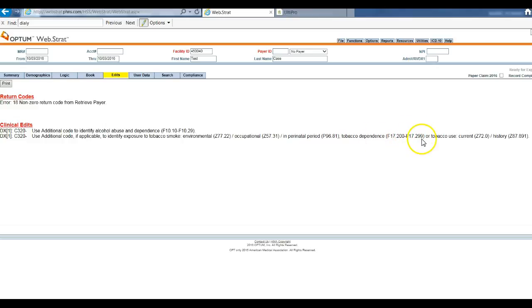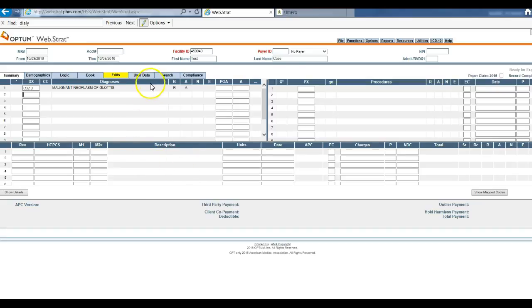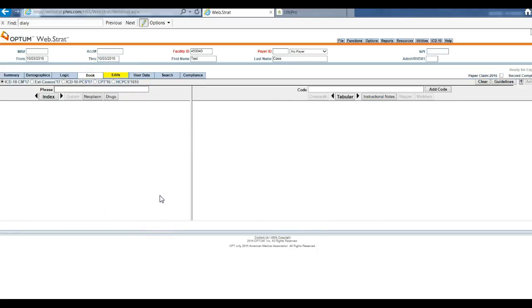It says the patient quit. Or does he use it? Is he currently using it? Or does he have a history? So if he has a history, then that is what you would code for. So we have pretty much summarized this entire coding exam.